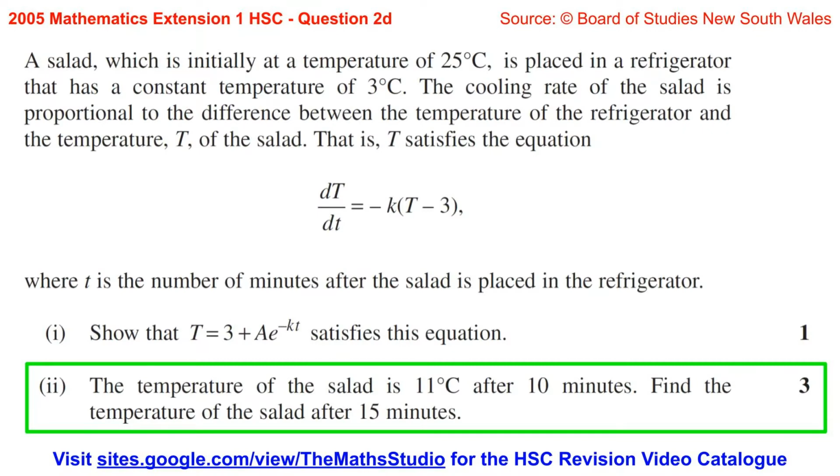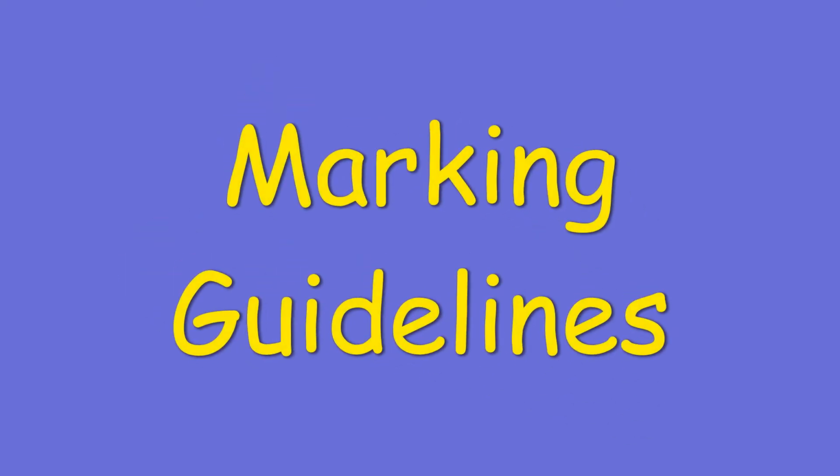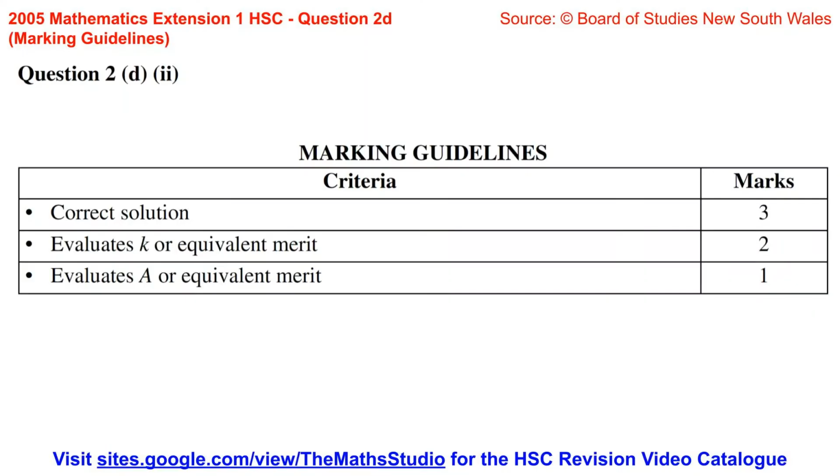Part 2. The temperature of the salad is 11 degrees Celsius after 10 minutes. Find the temperature of the salad after 15 minutes. The following are the marking guidelines for question 2d, part 2. For 1 mark, we have evaluates A or equivalent merit. For 2 marks, we have evaluates k or equivalent merit. And for 3 marks, we have correct solution.